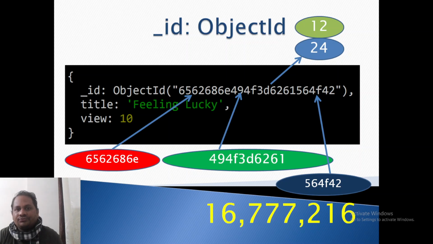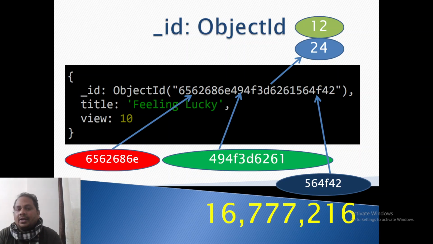Now let's say this random value is not there, then what will happen? Two different machines can have the same time, so it can create a duplicate object ID. That is the reason the 5 bytes of random value is associated in this object ID creation. Each machine will not generate the same random number. So the combination of timestamp and this random value is itself capable of creating a unique object ID, right?